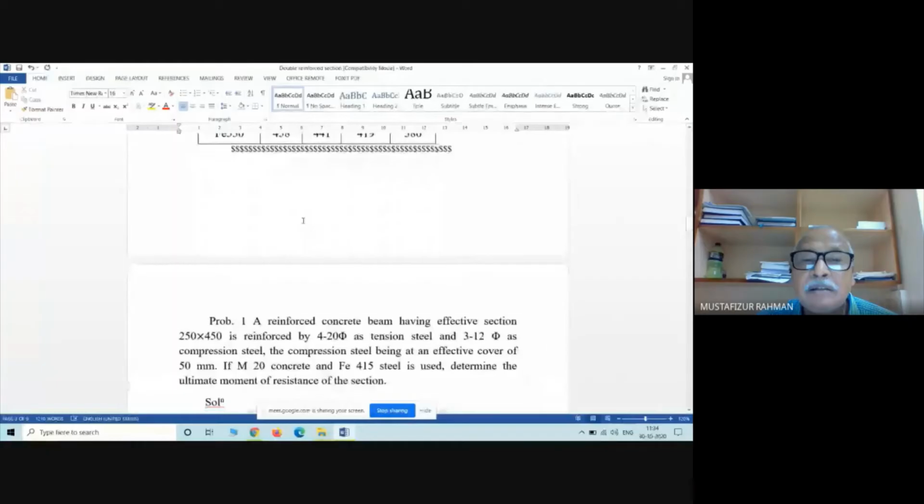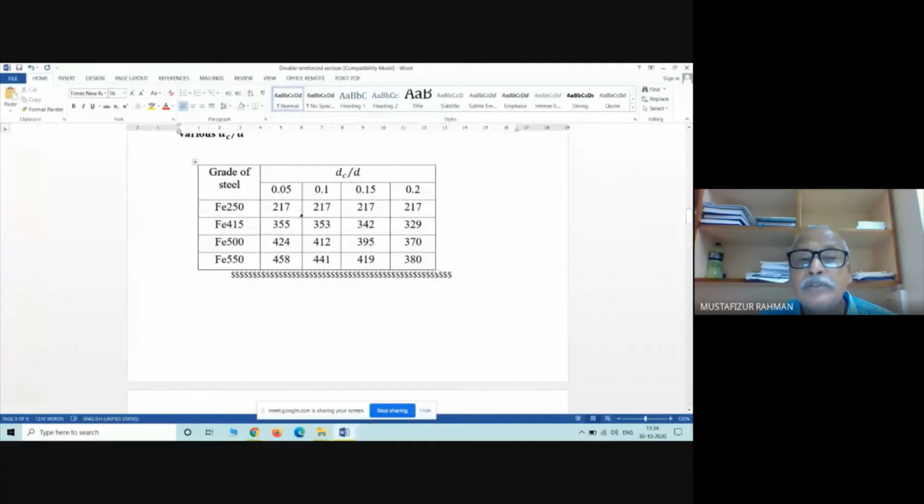Another is now, this table will not be available in your examination, because this is not available in IS 456. This is available in SP16. Your SP16 will not be given to you in your examination. When you are going to solve practical problems, under that situation, you will be able to utilize this table.